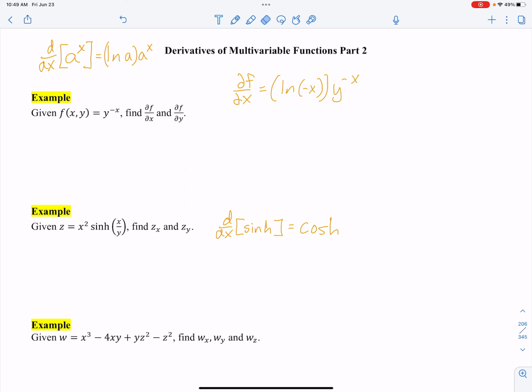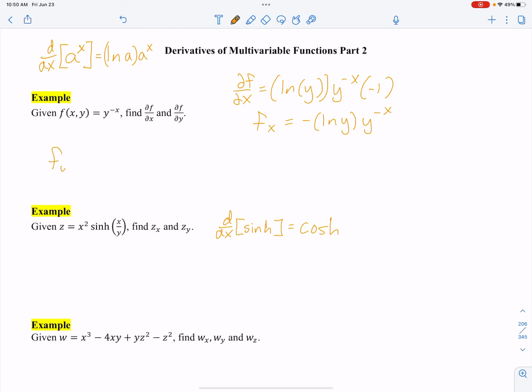No, I lied to you guys. This is a y. There we go. Now we're following the rule correctly, times negative 1, because that's a chain rule. So this is equal to negative ln of y times y to the negative x. That's using that rule up there. All right, so that's our partial with respect to x.